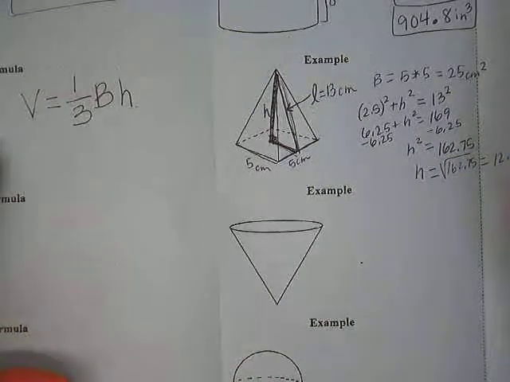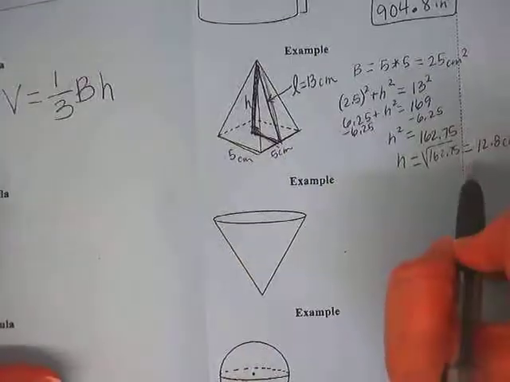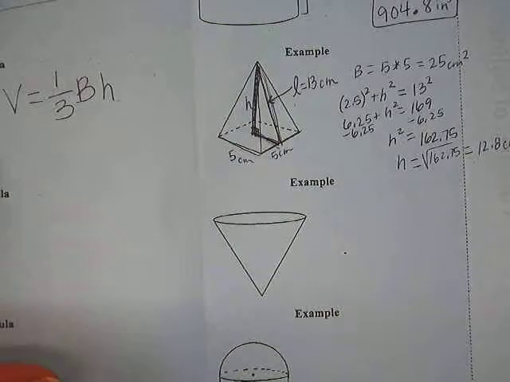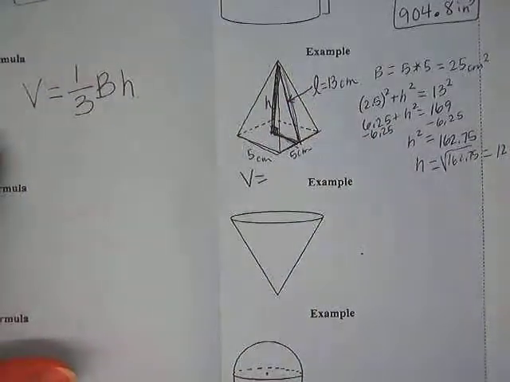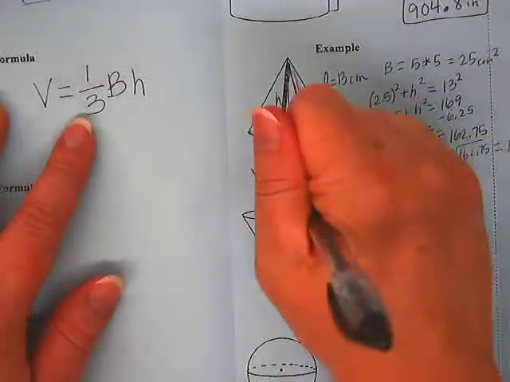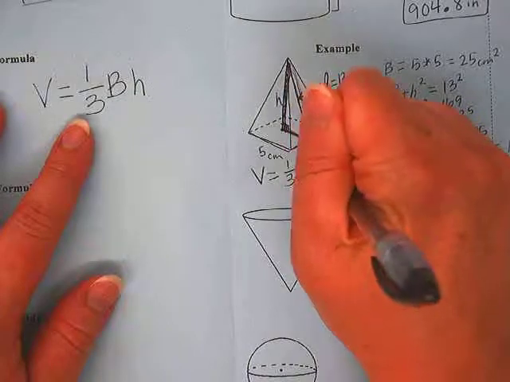162.75 square root. Okay, Jonathan says 12.8. What do you think? 12.8 centimeters. So a little bit different than the slant height of 13. Not a lot, but a little bit. It'll make a difference. Okay, now we have to do the volume.